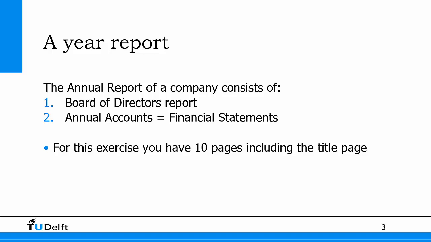The Board of Directors report, which will give a lot of information about how the company was run, what happened this year, what kind of elements have been influencing the year, what kind of things have changed, and the annual accounts. And the annual accounts basically consist of the financial statements and only the financial statements. You should not read the annual accounts without reading the Board of Directors reports to get a feeling for why the annual accounts are as they are. In the case of this business game, you have 10 pages for your year report.